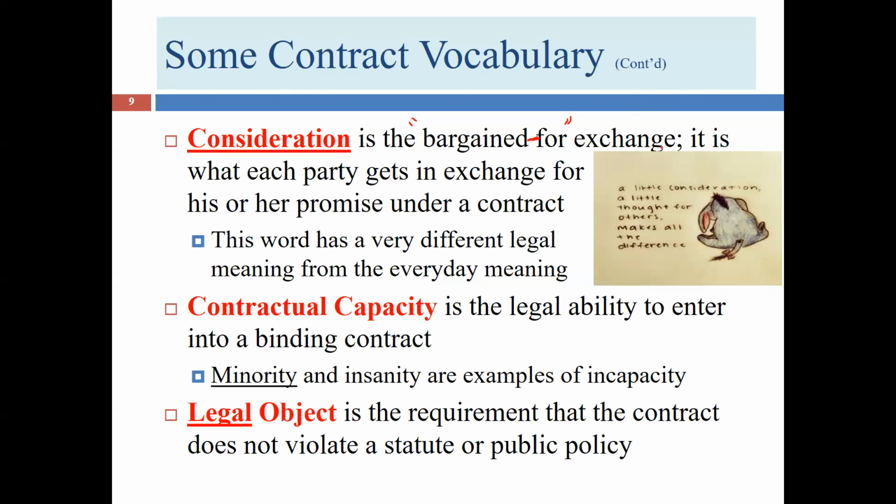So you can see in everyday conversation, the word consideration has a fairly different meaning than the way we use it in the law. But there is some connection between the two.